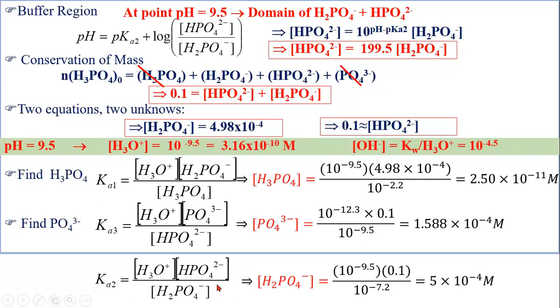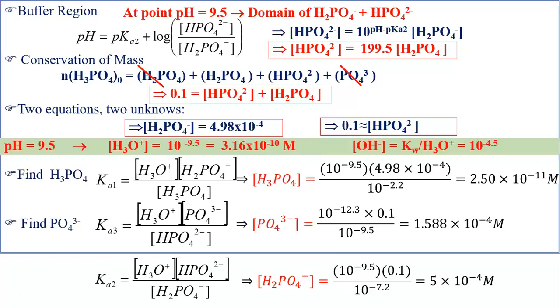But if you use Ka2, you would get as well that the concentration of your major species is HPO4 2 minus. Of course, you assumed here that all of the H2PO4 minus got converted into HPO4 2 minus, but that's an assumption on your part, and that's why I don't really like to use this equation. It's better to use two equations and two unknowns to get more detail.